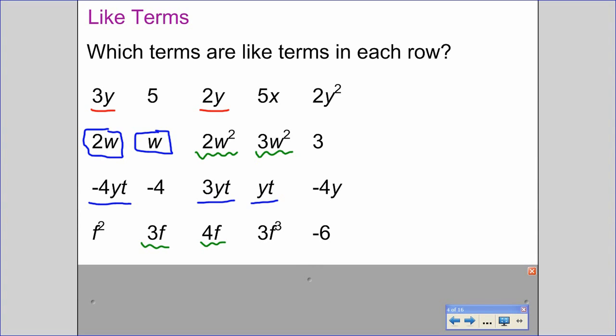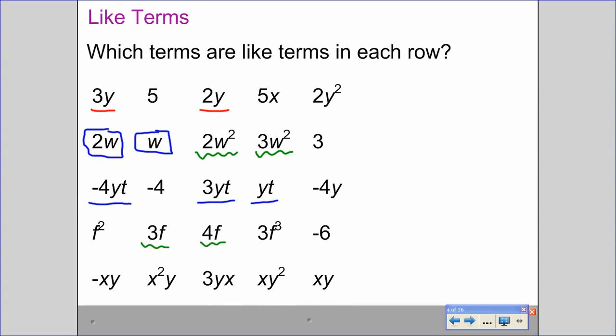One more. If at any time this is going too quickly for you, feel free to hit pause and then hit play again when you're ready to continue. Negative xy, xy, and 3yx are like terms. This one's a little bit tricky because xy and yx really are the same thing. They're just in the reverse order. That's the commutative property, saying it doesn't matter if it's x times y or y times x. Those are really the same thing.